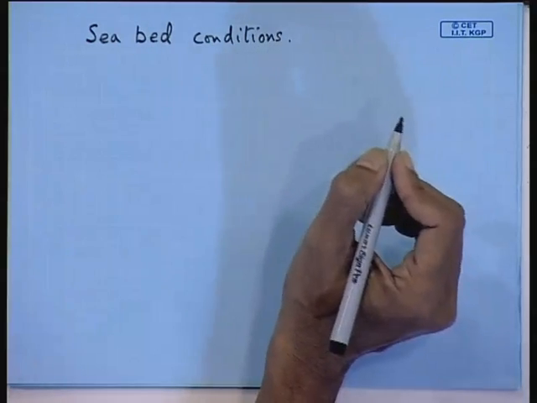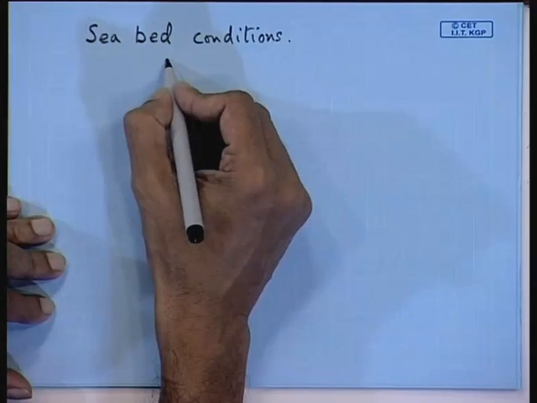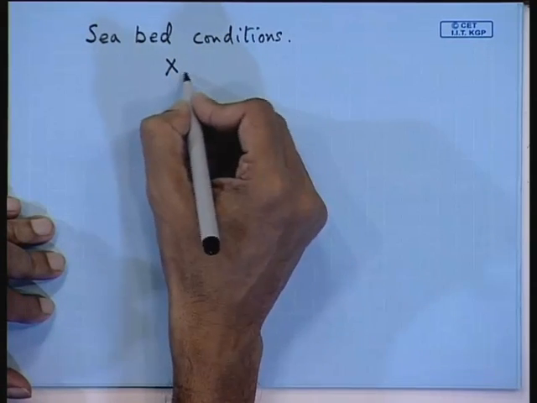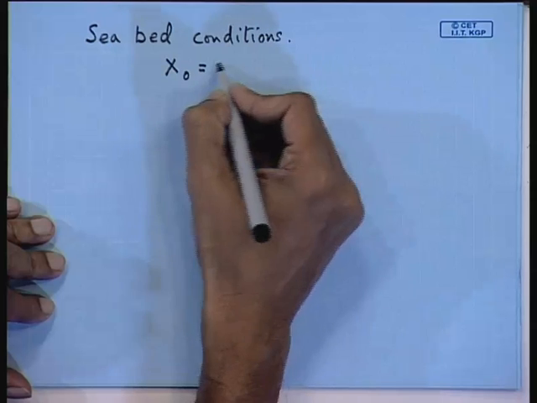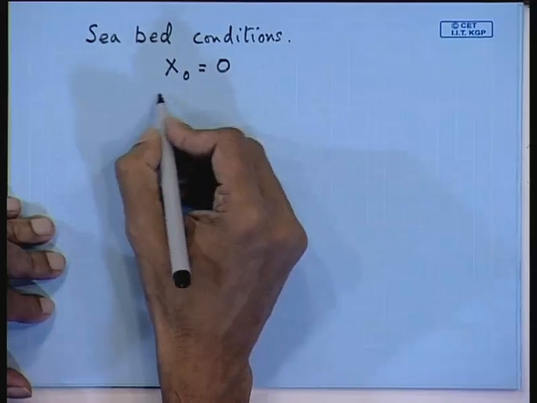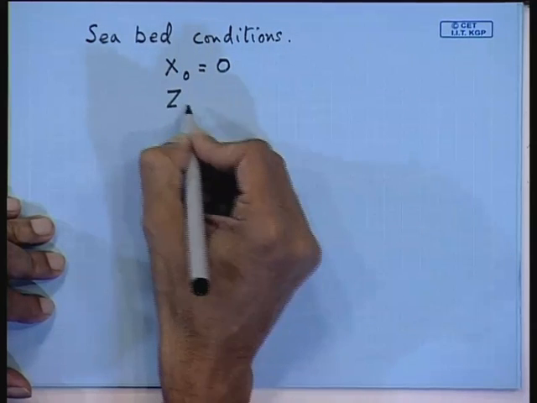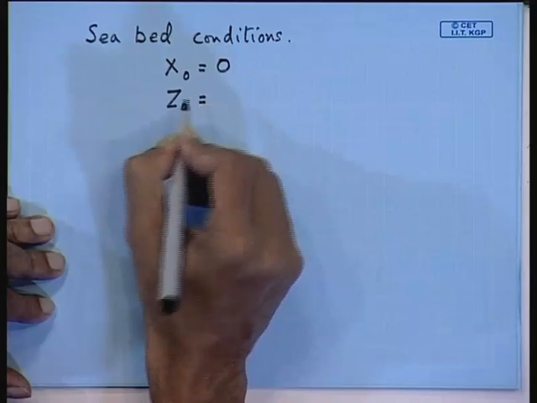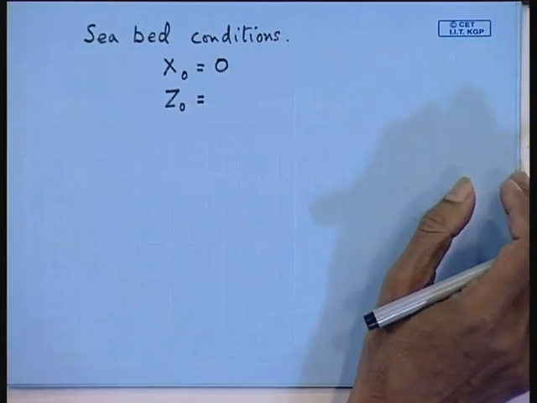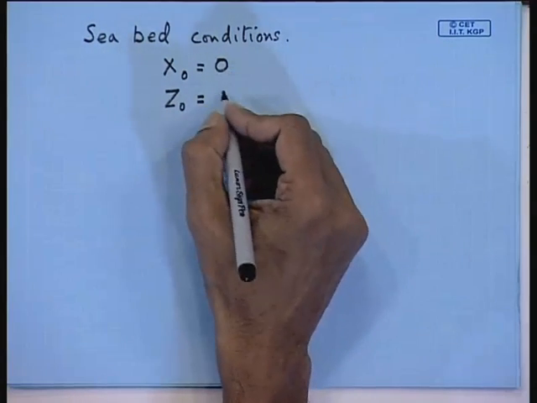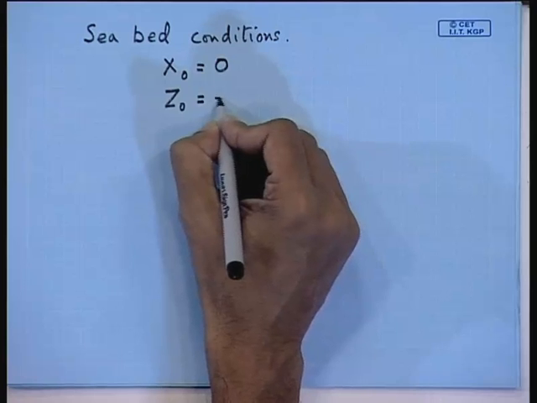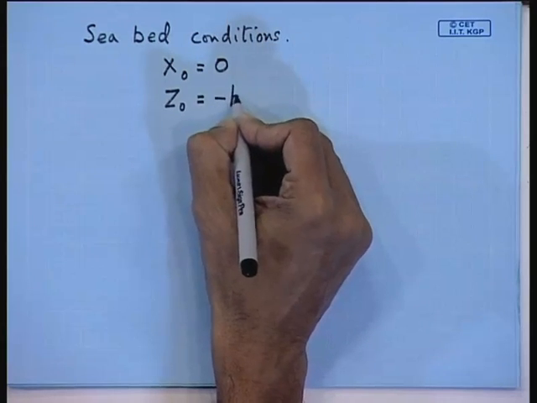The mathematics is not that difficult, but you have to work it out. So x0, you start from x0 equal to 0. What is the value of z0? Seabed, mind you. Seabed is minus h or plus h? Minus h.